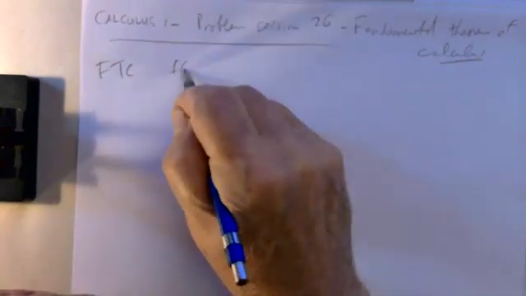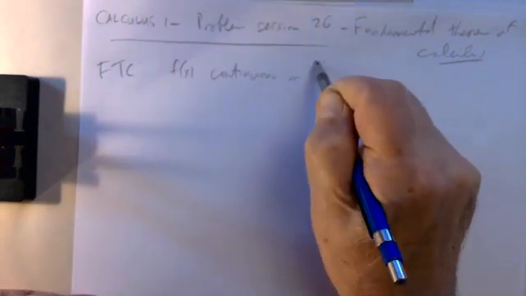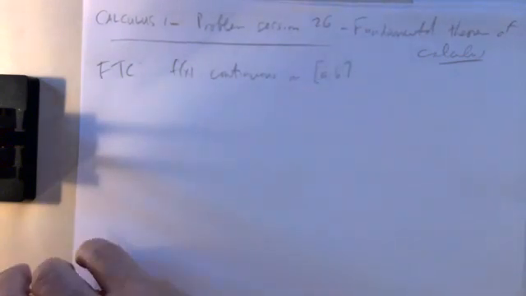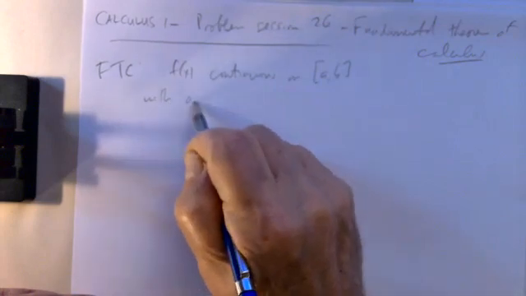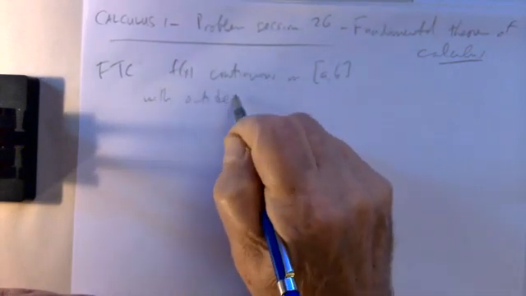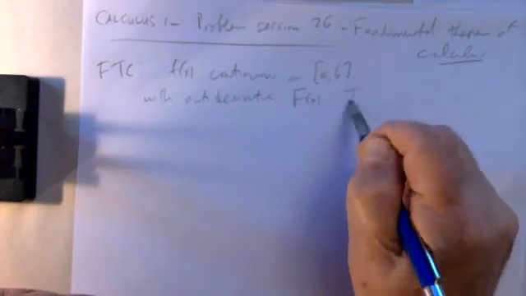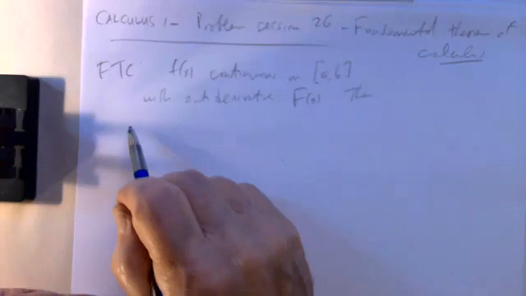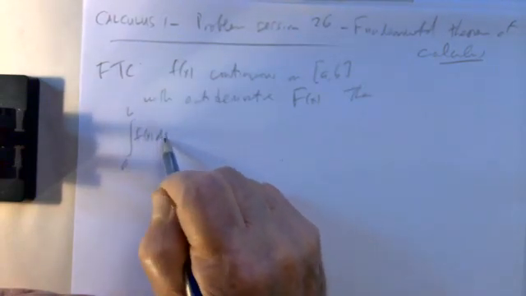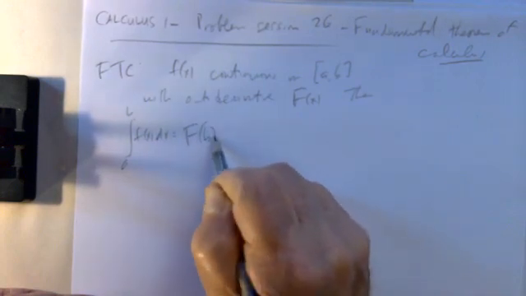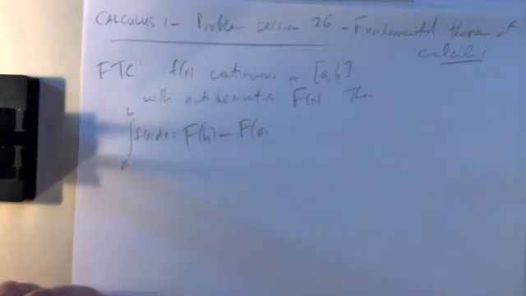So you have a function f of x continuous on the closed interval from a to b with an antiderivative, capital F of x. Then the integral from a to b of f of x dx is the antiderivative evaluated at b minus the antiderivative evaluated at a.